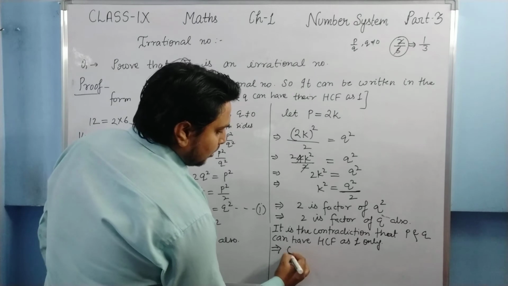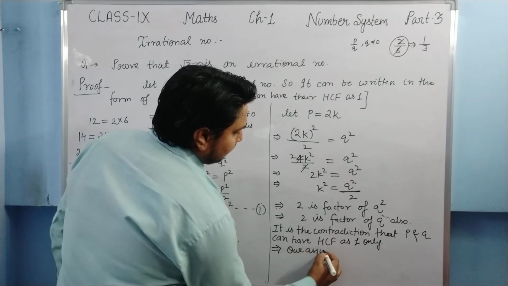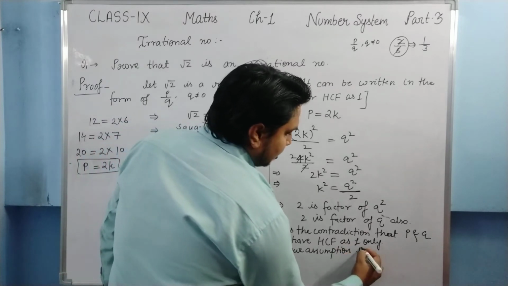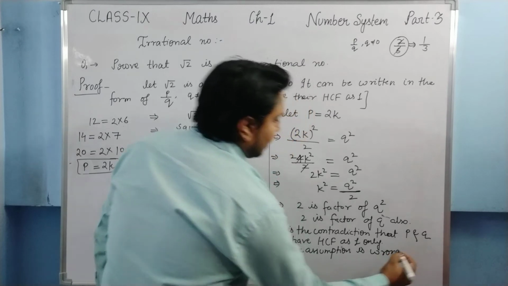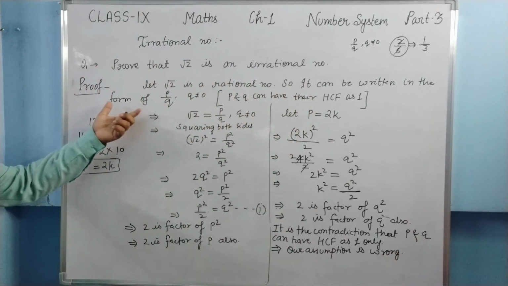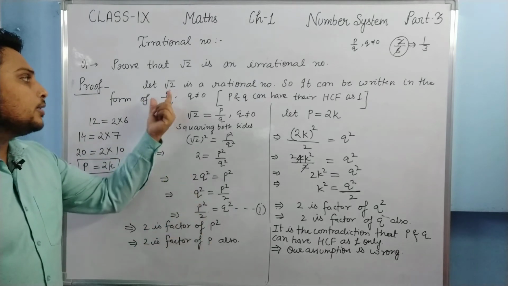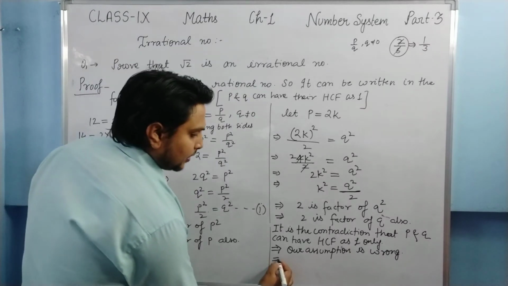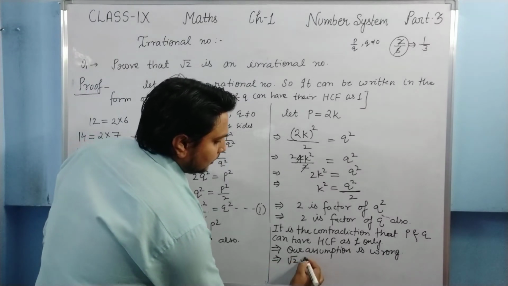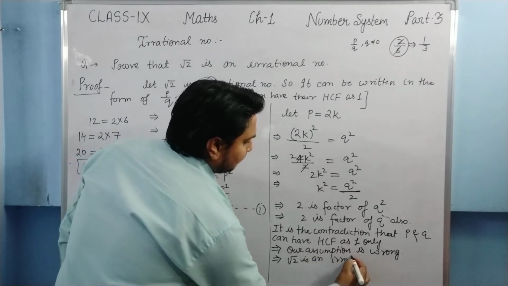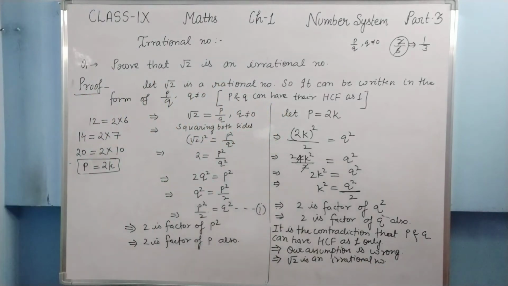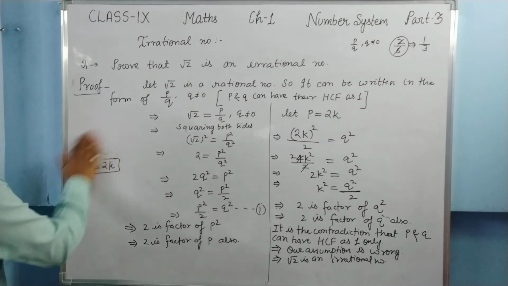So our assumption is wrong. What assumption have we made there? We have supposed that under root 2 is a rational number. This assumption is wrong. So it means that under root 2 is an irrational number. Okay, so like this we can prove that under root 2 is an irrational number, okay.